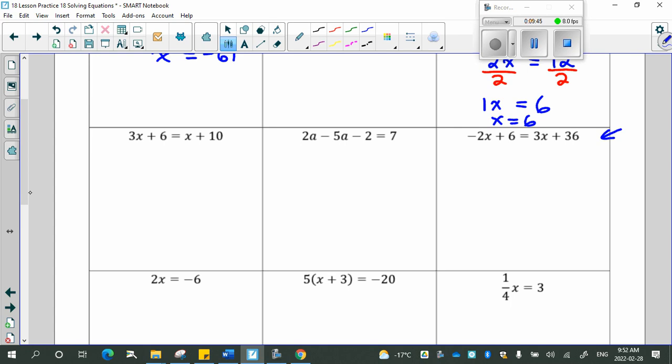Charlie, you two are sitting together, but you have to stay focused. Let's subtract.